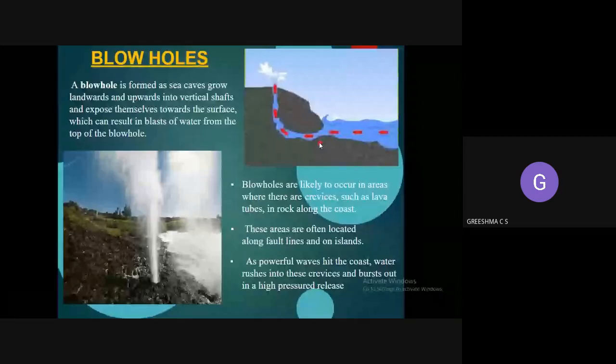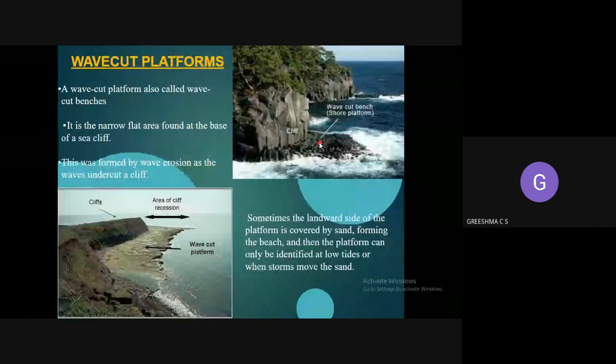So we are discussing wave cut platforms. How are wave cut platforms formed? You can see from this picture how a wave cut platform is formed. Initially it was a big rock mass, and the waves started striking on the rocks, and due to the action of this water, the rock has been disintegrated into smaller rocks, or you can say smaller particles.